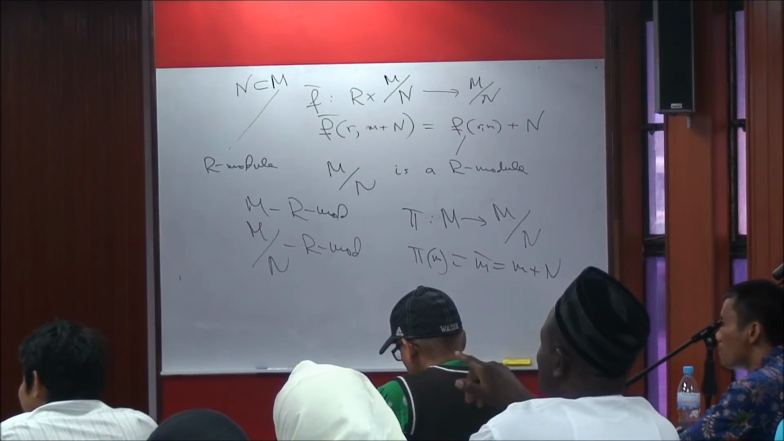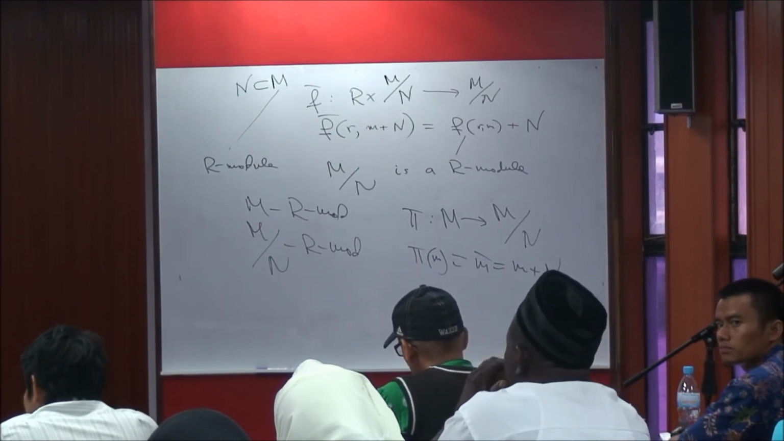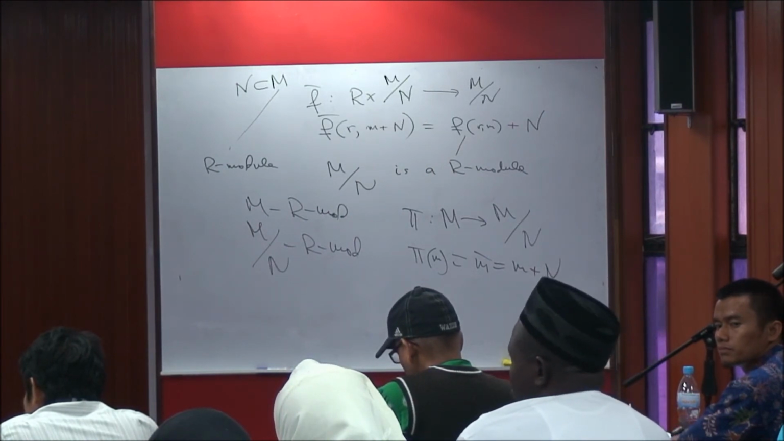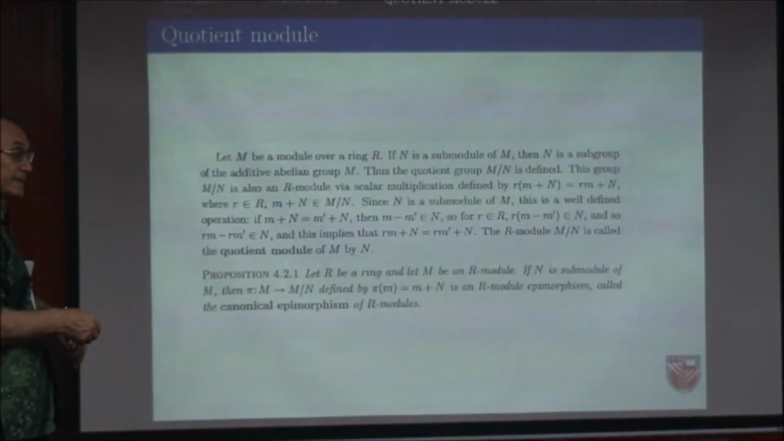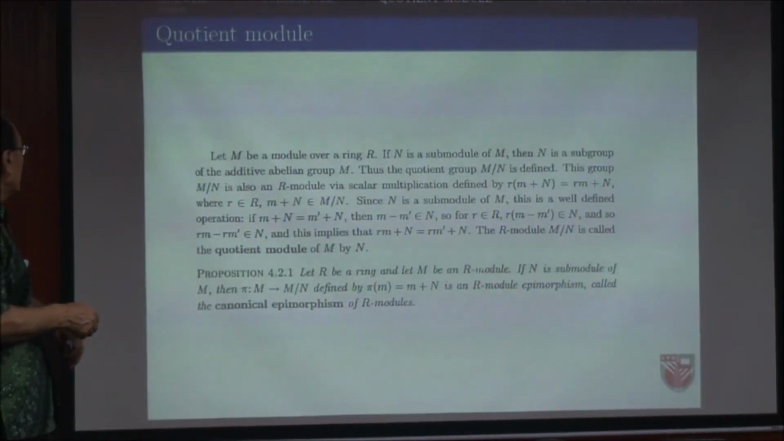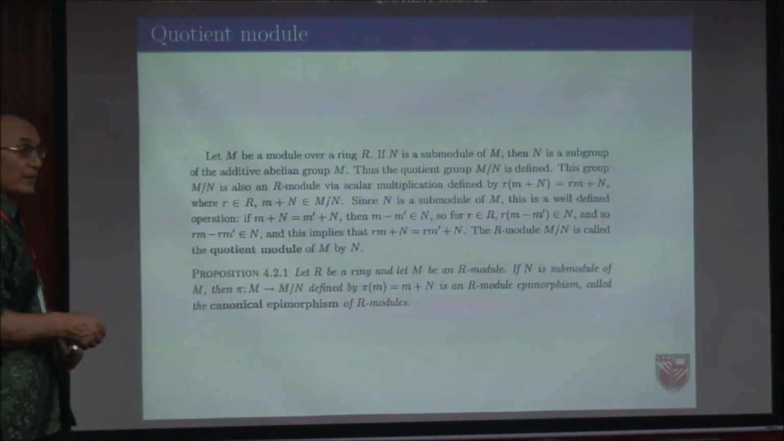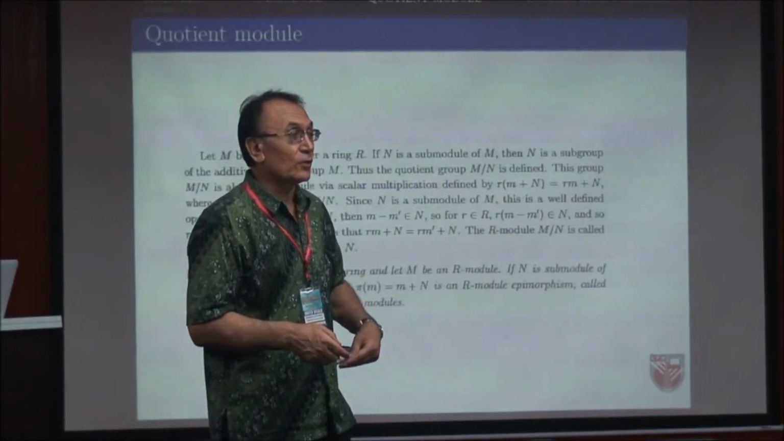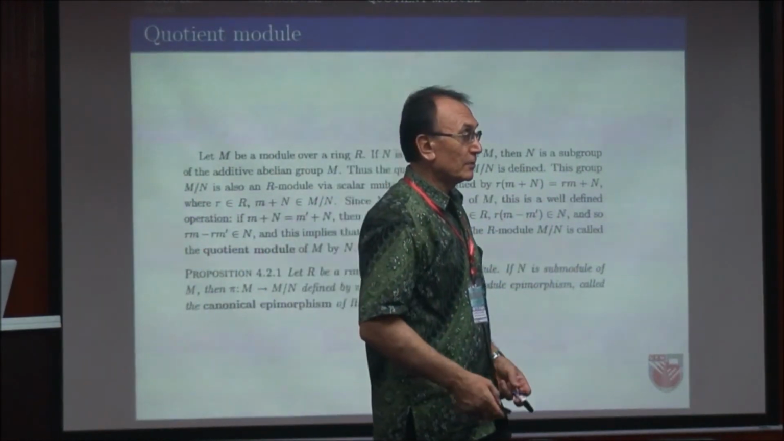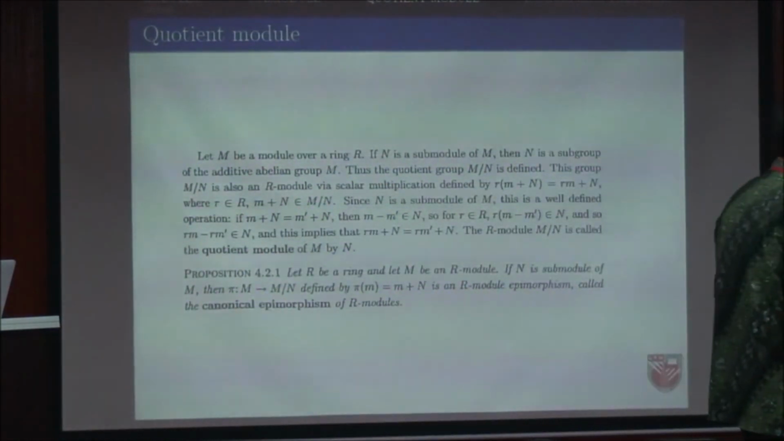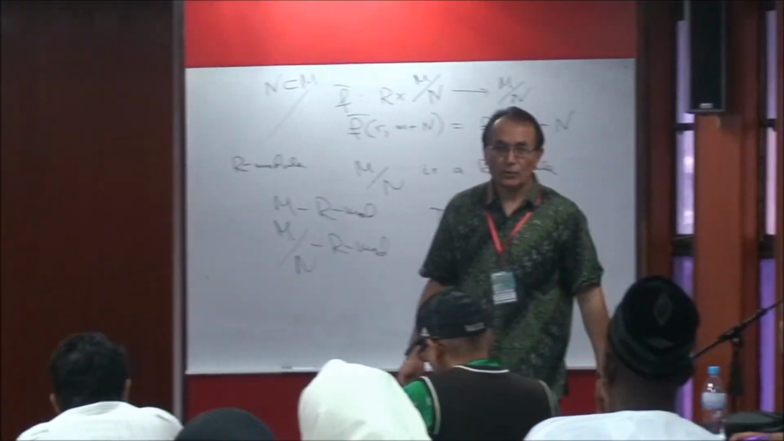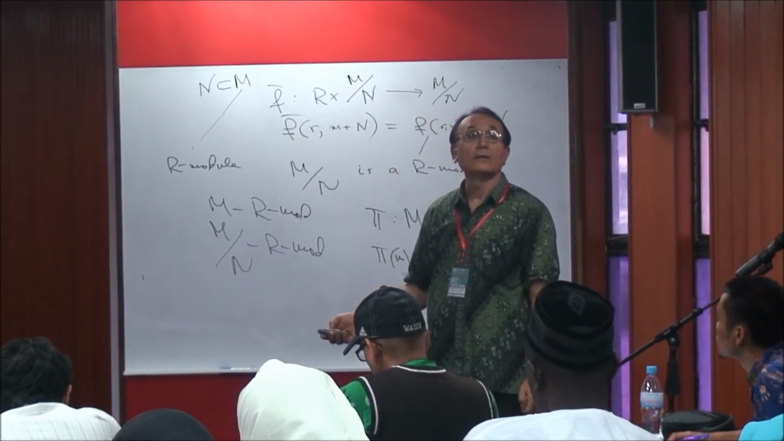Question: with respect to the quotient module, in which case the subgroup must be a normal subgroup? No, here M is an abelian group, so no need to require that, because in an abelian group any subgroup is normal.